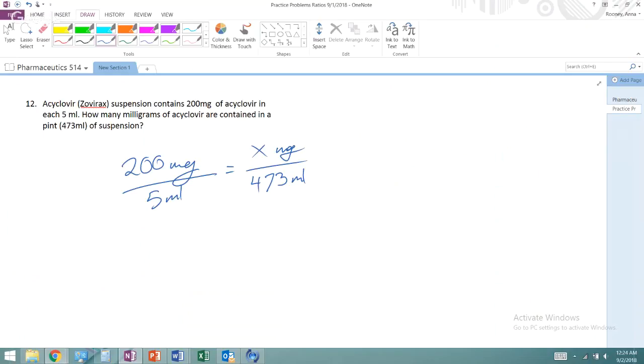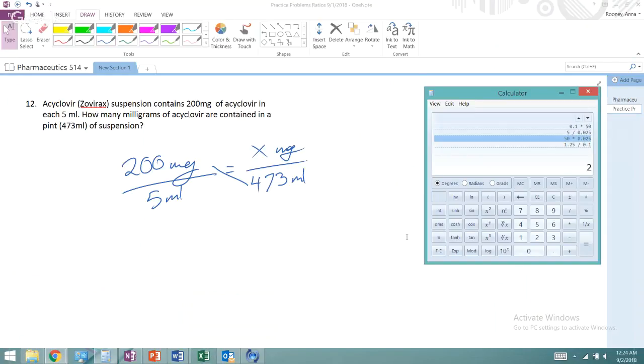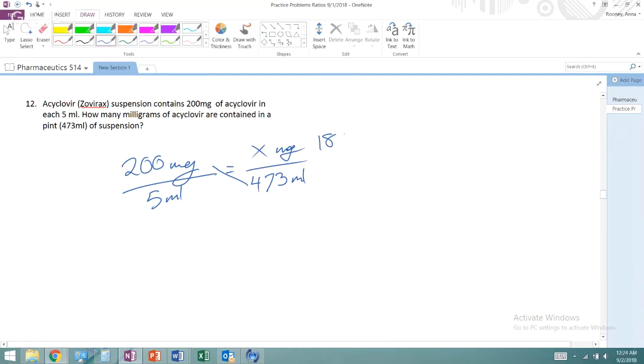So I set it up as a cross multiply ratio, so we're going to multiply those two. So 200 times 473. Boom. Very big, little legible number. And then we find 18,920. 18,920 milligrams in the total thing.